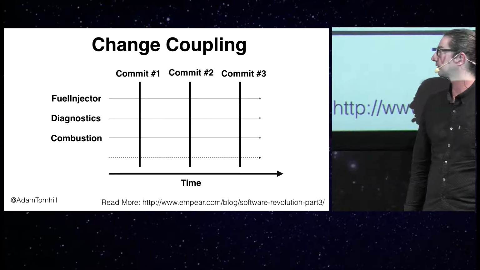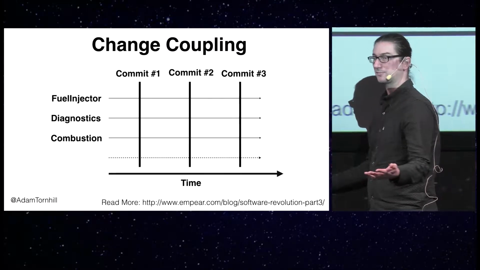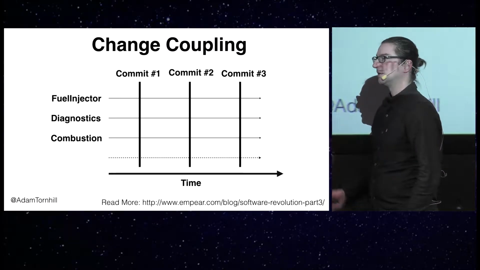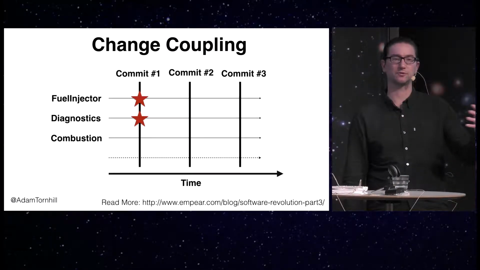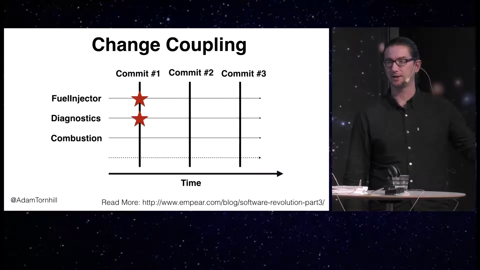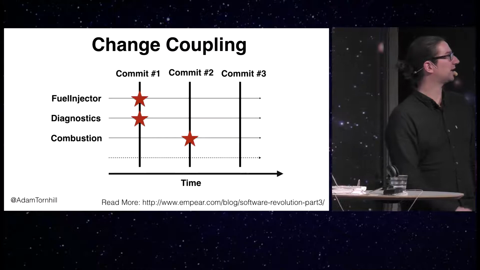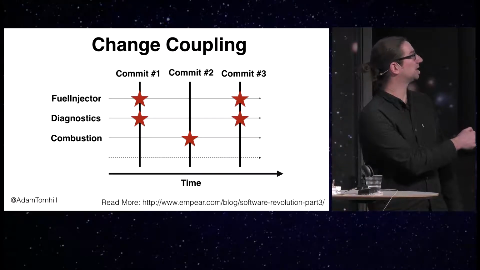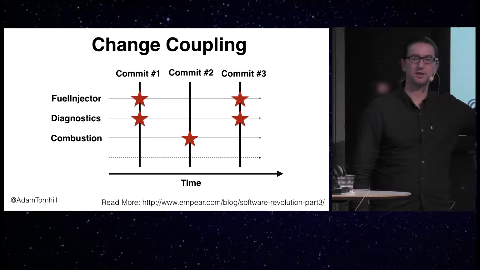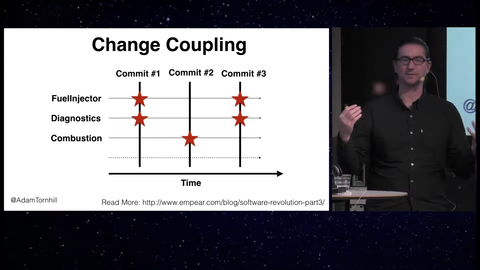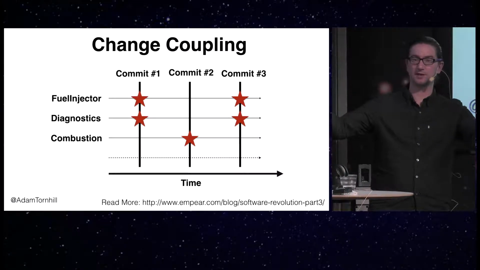So here's how it works. Let's say we have this simple system with just 3 different subsystems, 3 different components. The first time I make a modification to this system, I'm modifying the fuel injector and diagnostics module together. The next time I do a modification, I'm changing something else. And the third time, I'm back to changing the fuel injector and diagnostics module together. So now, if this is a trend that continues, we know that there has to be some kind of relationship between the fuel injector and diagnostics module, because they keep changing together like this.